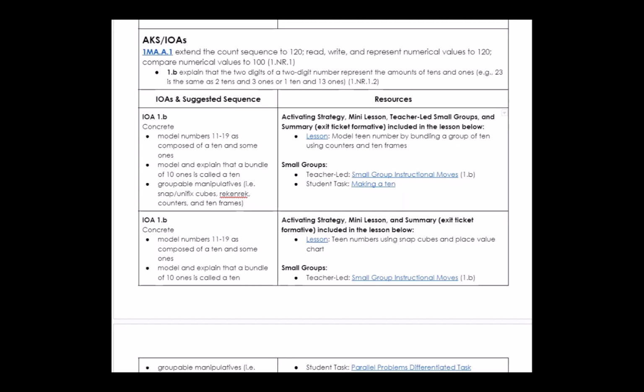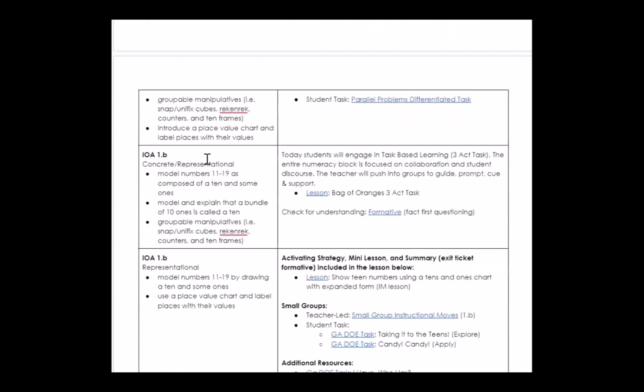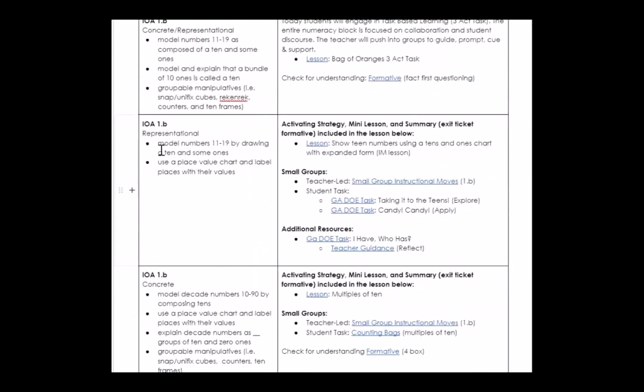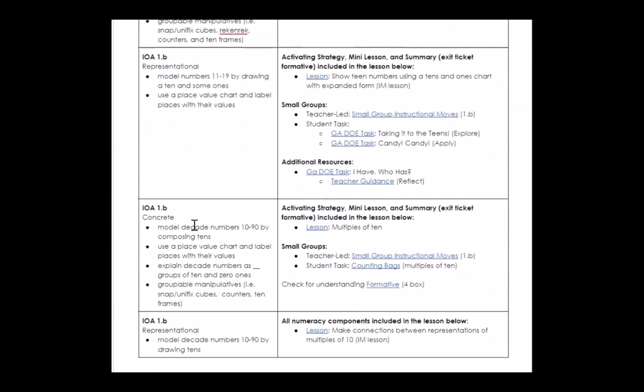We suggest about 15 days for this IOA. You will notice that the instructional strategies progress from concrete to concrete representational, and then back to concrete again. This was done because this portion of the pacing guide emphasizes number types.